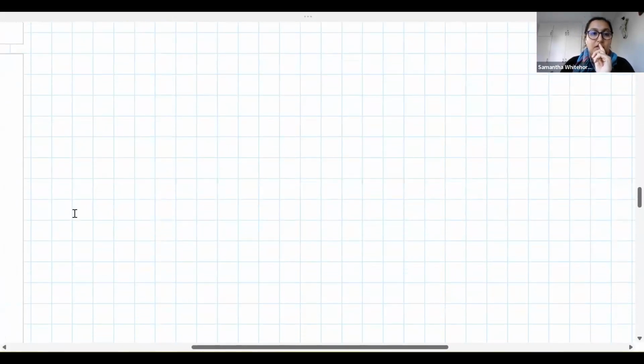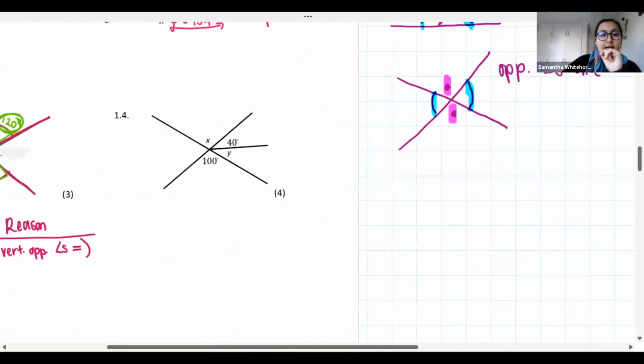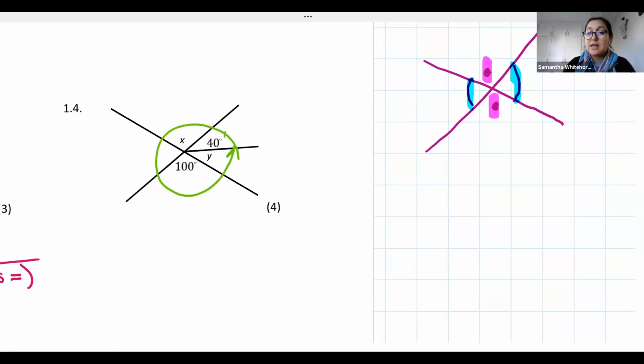Right, guys, let's go back and do some geometry here. So let's have a look at question 1.1.4. Alrighty, so again, look at what you have. Look at what information we have given to you. And remember that just because we do have angles around a point does not mean we have to use it. There may be other reasons that we can use.